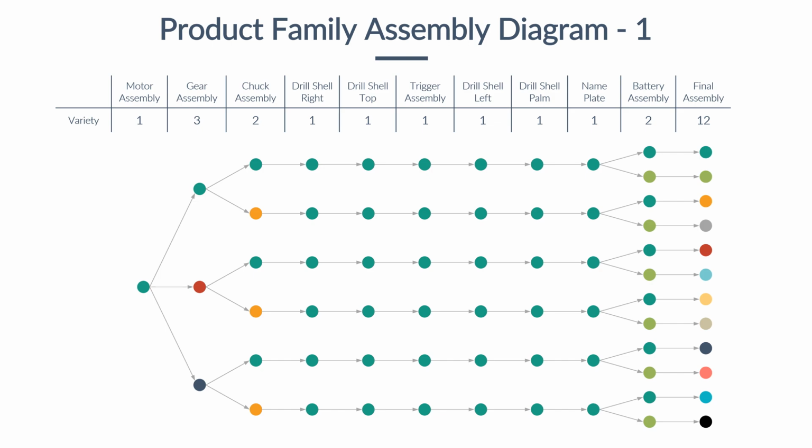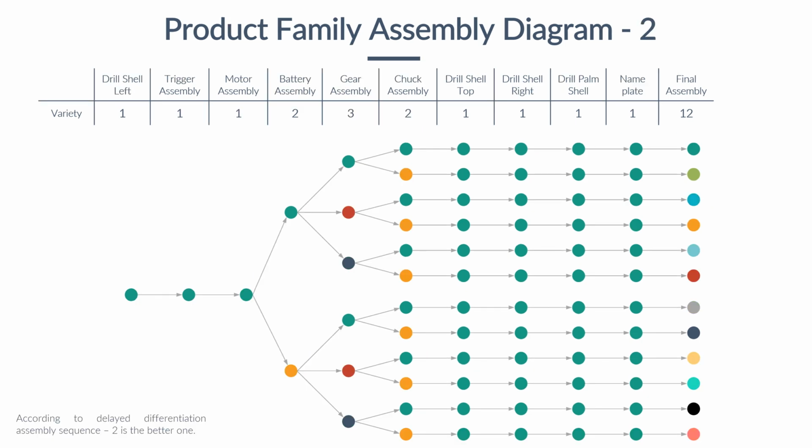With modules in place, product family assembly diagrams were constructed to show potential variety and opportunity for delayed product differentiation. In comparison to Assembly Diagram 1, Assembly Diagram 2 delays branching to the fourth step in the assembly process, whereas Diagram 1 branches on the first step.